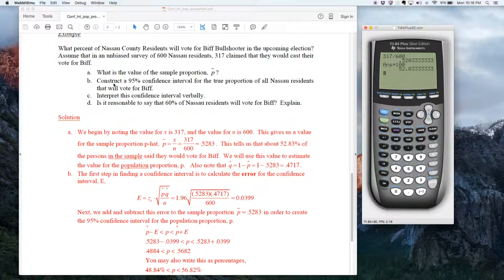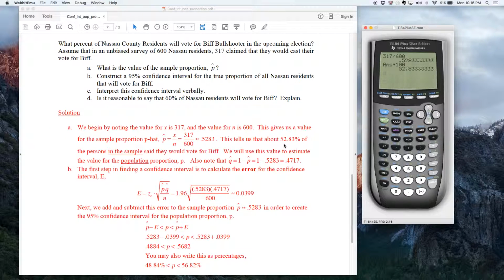Letter B says, construct a 95% confidence interval for the proportion of Nassau residents that are going to vote for Biff. All right, so in other words, this 52.83% that we got for our estimate for our sample, the p hat, really we want to know what the p is. The p stands for the population proportion.